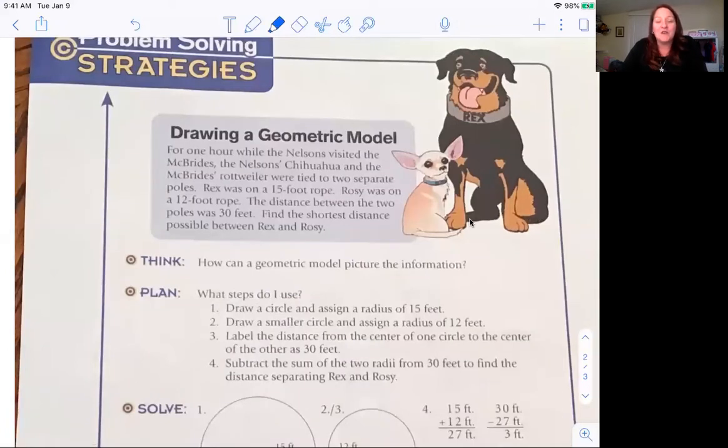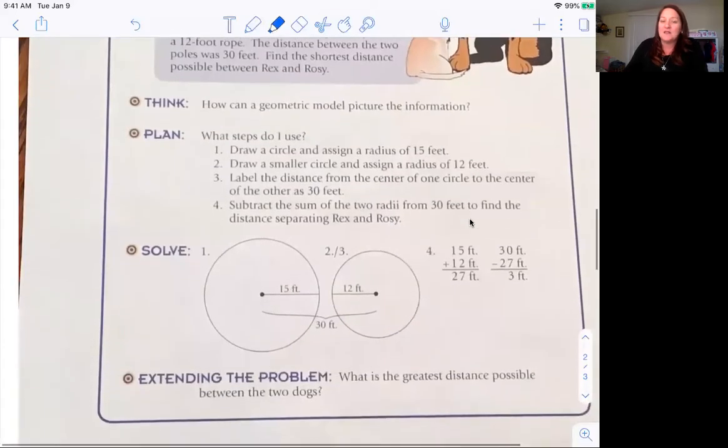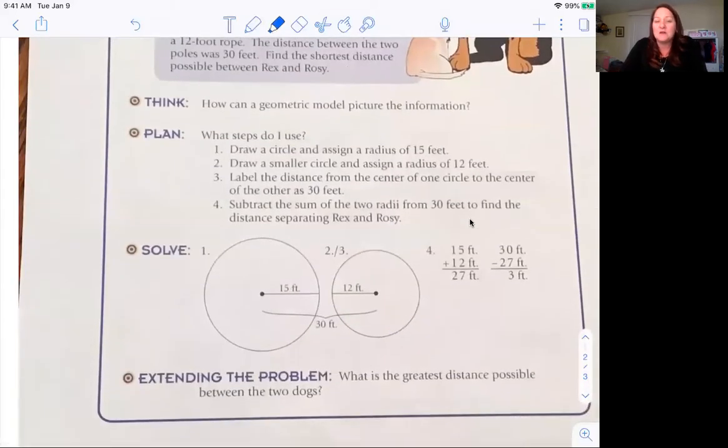Rex was on a 15-foot rope, and Rosie, the little chihuahua, was on a 12-foot rope. The distance between the two poles was 30 feet. Find the shortest distance possible between Rex and Rosie. So let's look. First of all, we need to think, how can a geometric model picture the information? And they kind of showed us here at the bottom.